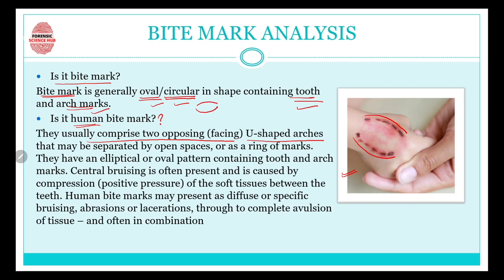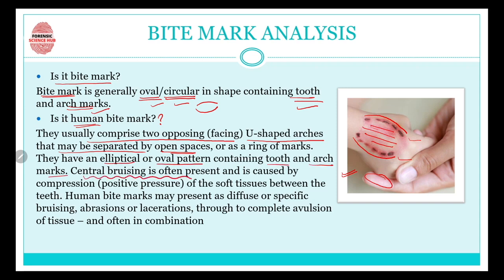Now this is the normal case, but in some cases only one might be present. There is a possibility that the other jaw was not in contact with the surface, it was over a cloth or any other object, due to which only one of the jaws is able to form the bite mark. So generally there are two U-shaped arches, which lead to the formation of an oval or an elliptical shape. So a human bite mark is oval or elliptical, that may be separated by open spaces, as you can see here, or as a ring of marks. They have an elliptical or oval pattern containing tooth and arch marks.